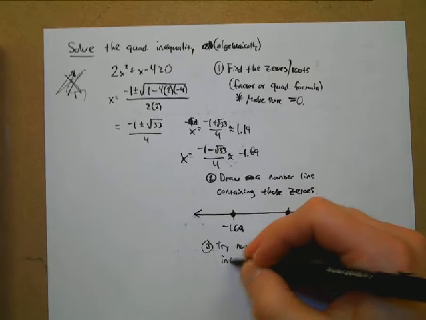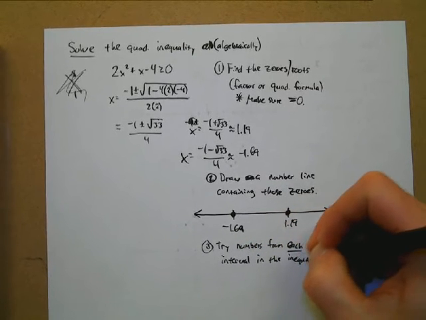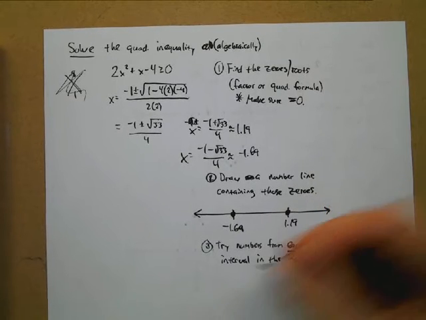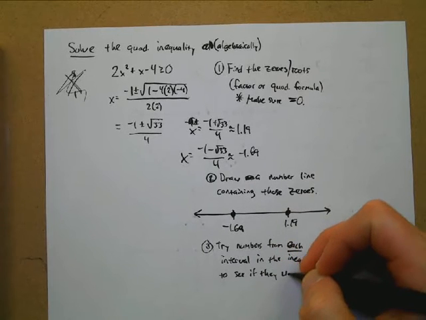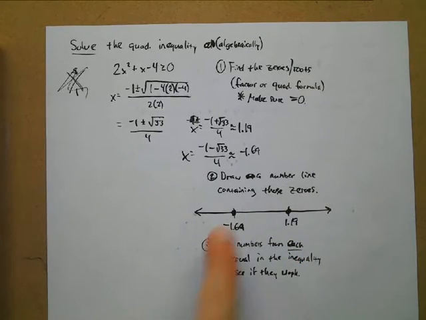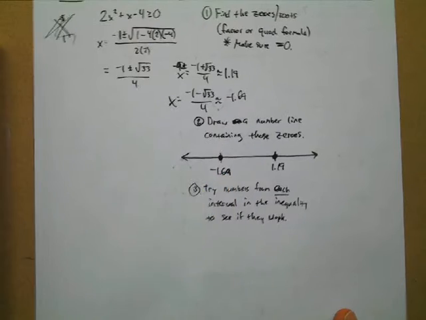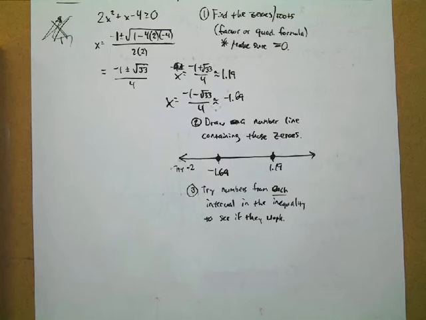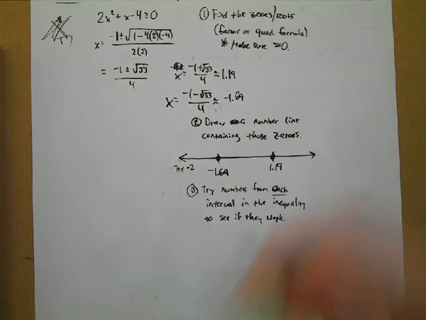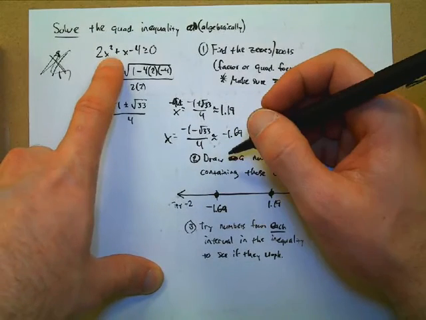Okay? So if we want to test a number in this interval, what would be a good number to pick? Yeah, negative 2. So we'll try negative 2. If we plug in negative 2 here, we get negative 2 squared, which is 4, times 2, which is 8. So we'll get 8 plus the negative 2 minus 4. And we want to know, is that greater than or equal to 0? So 8 plus negative 2 is 6, minus 4 is 2. Is 2 greater than or equal to 0? Yes. So that interval works.